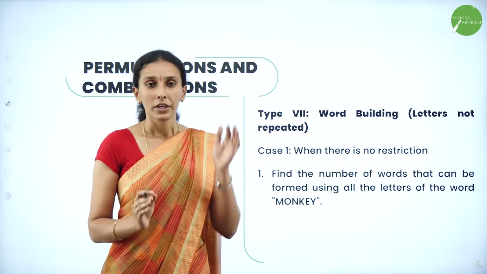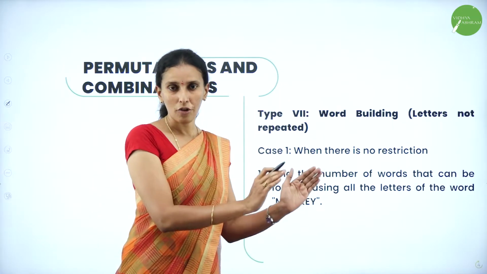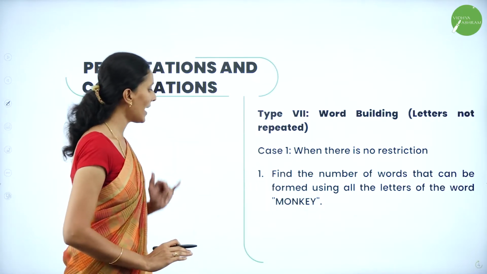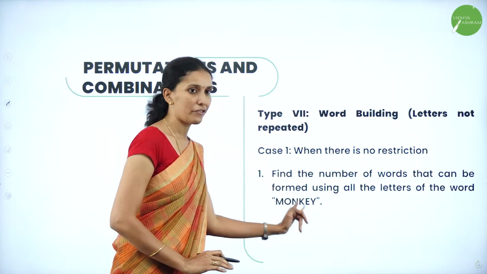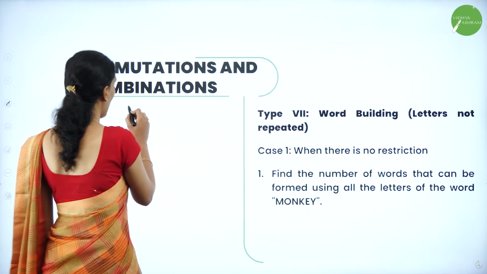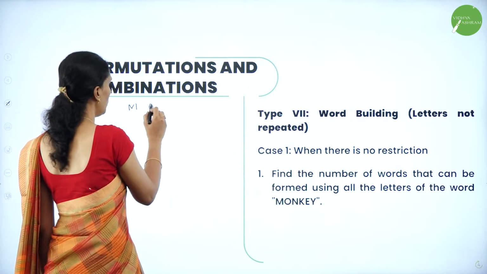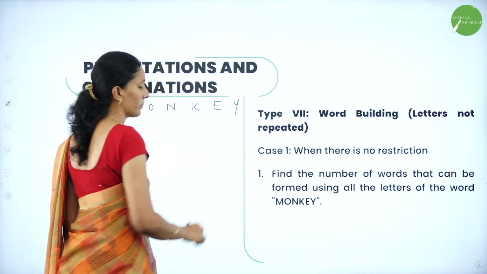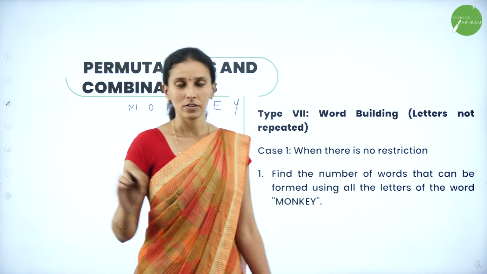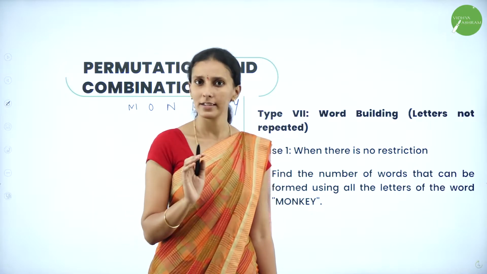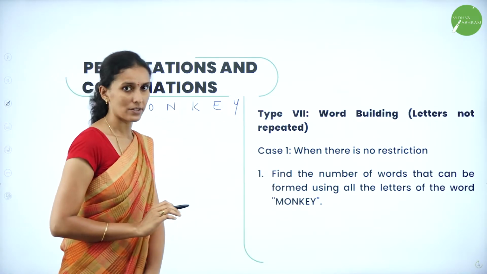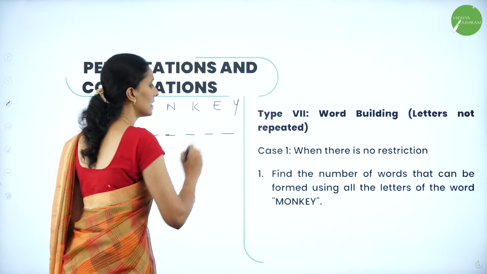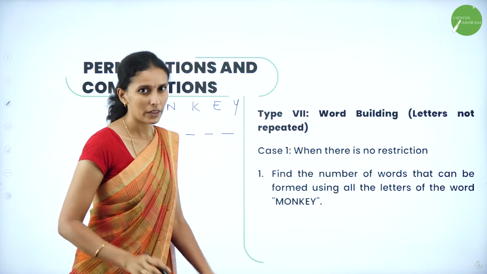What concept have you studied for formation of numbers? The same thing you will apply here. We can see here, we have 6 different letters, that is M, O, N, K, E, Y. All are 6 different letters. So 6 different digits, in the same way, 6 different letters. So we have to form a 6-letter word with or without meaning.